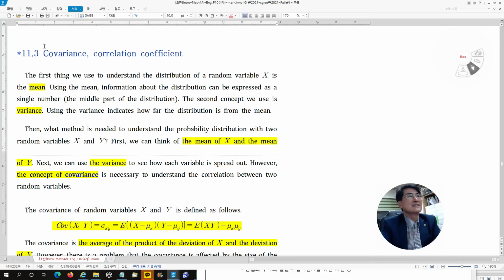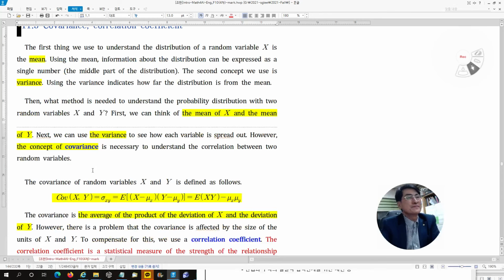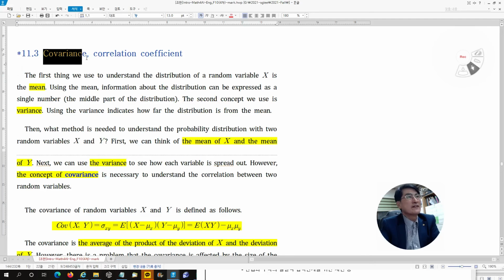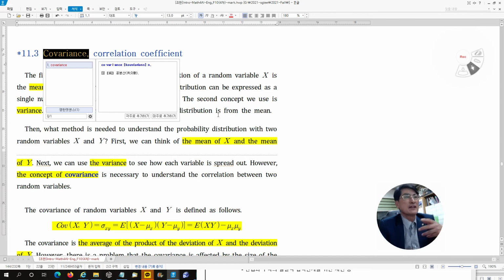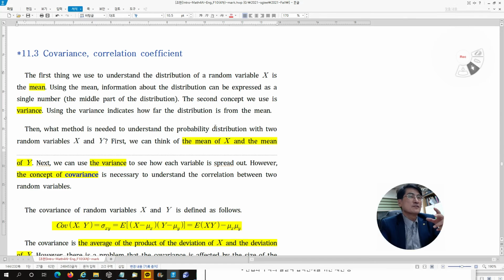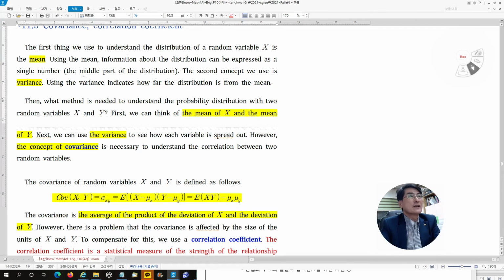Next, covariance and correlation coefficients. It has a star on here, so it's an optional section. So for the beginners, you can just skip it. But I will briefly introduce the covariance, because we will define the covariance matrix.